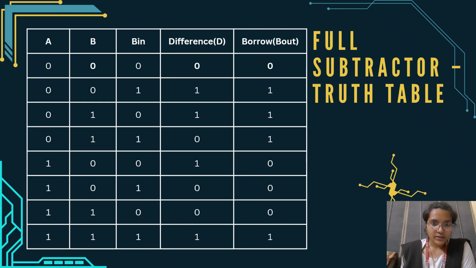We can observe that we are getting 1 for an odd number of ones in the difference, and for an even number of ones, we are going to get 0. As for the B out, we follow the logic.